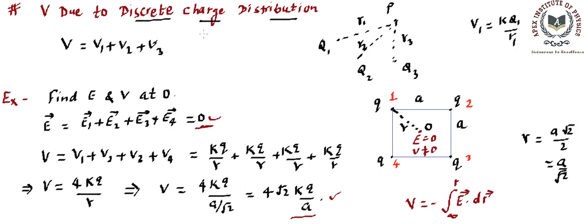So this is for the discrete charge distributions. If discrete charge distributions are given to us, we can find the individual potentials, sum them up, and we will get the total potential there, right? And that is one example which is sufficient. Now we will talk about the potential because of continuous charge distributions.